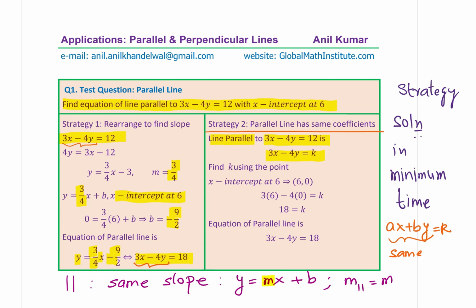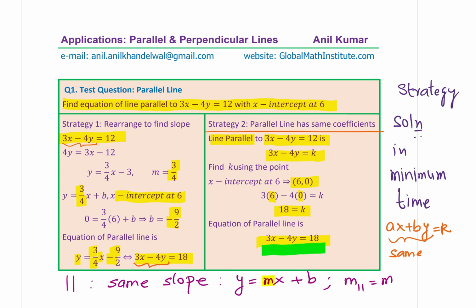So no need to do part A, which is changing to slope and intercept form. Straight away, you could write this as 3x minus 4y equals k. To find the value of k, we'll use the x-intercept given to us, (6, 0). Substituting 6 for x and 0 for y, we get the value of k as 18, and therefore the equation of the line is 3x minus 4y equals 18. You get it? So that is how we are going to do it.